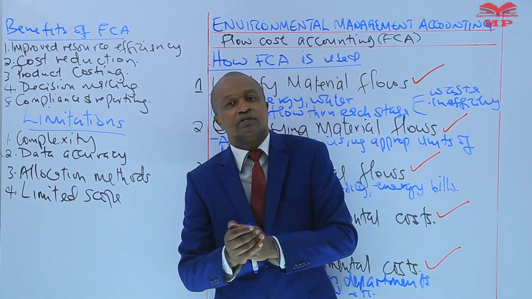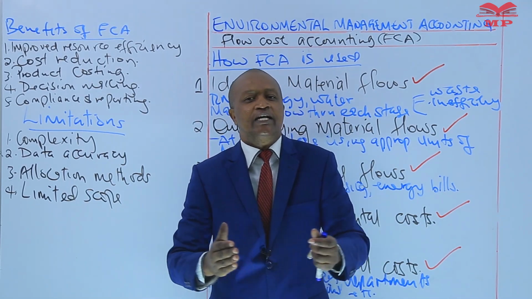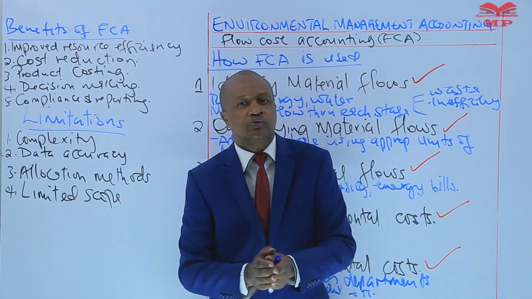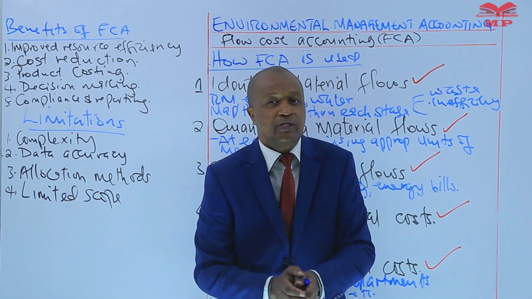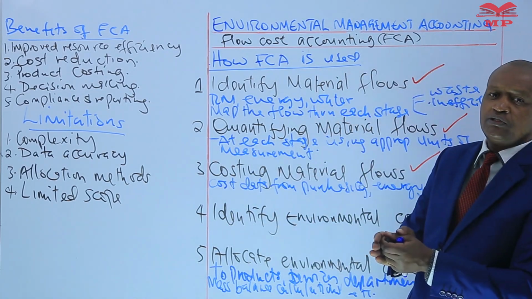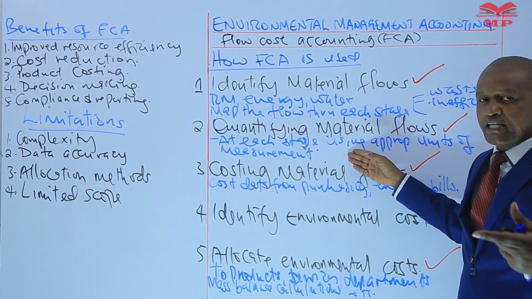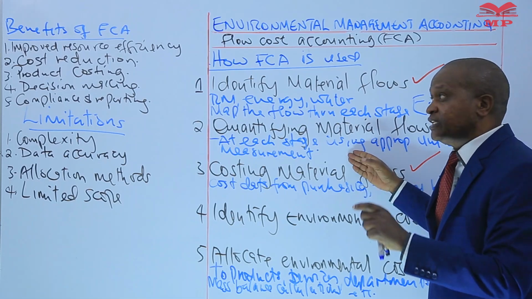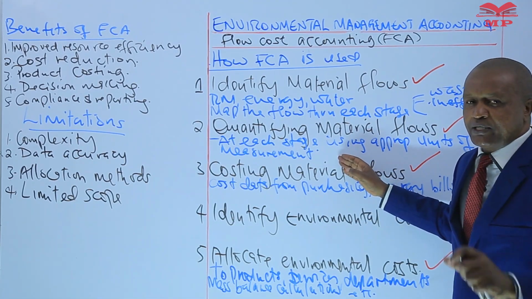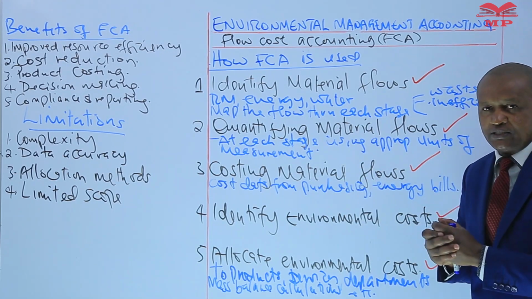Furthermore, FCA can be adapted to various industries and can be used for non-environmental purposes also, such as improving operational efficiency, such as reducing wastage. And by using FCA alongside other sustainability initiatives, organizations can significantly reduce their environmental impact and improve their overall sustainability performance.